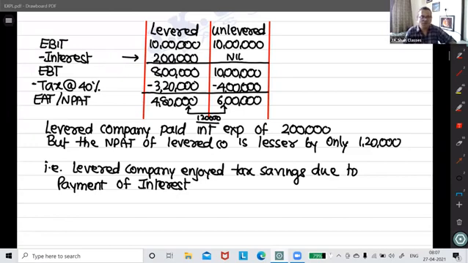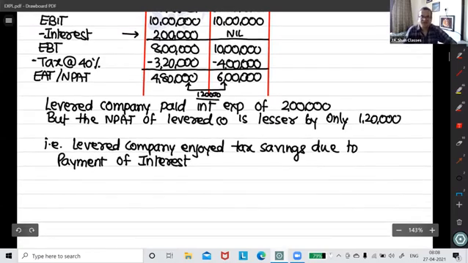Now, let's formalize. We have been saying tax saving, tax saving. Now, let's formalize how to calculate those tax savings. This difference, 80,000, is tax savings. Everybody agrees. And how this tax savings came is simple. You paid an extra expenditure of 2 lakh. It's 40%, which is 80,000.